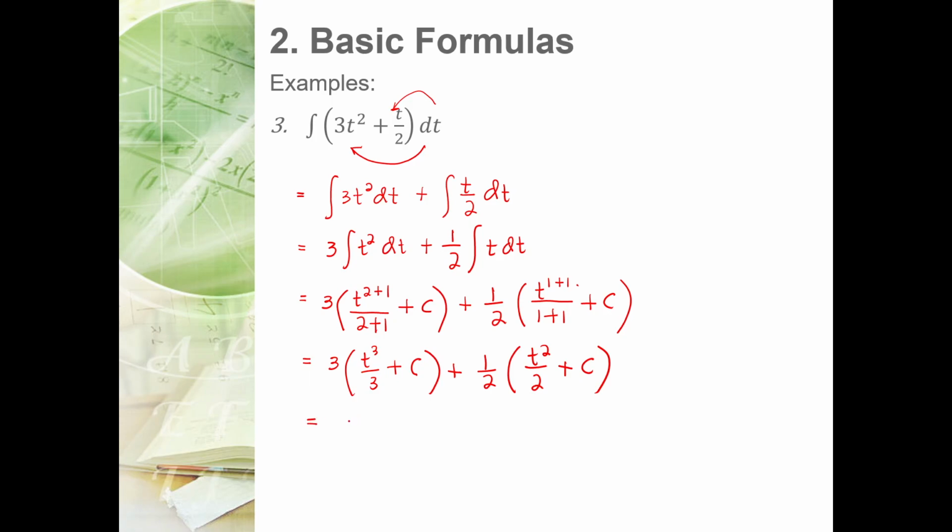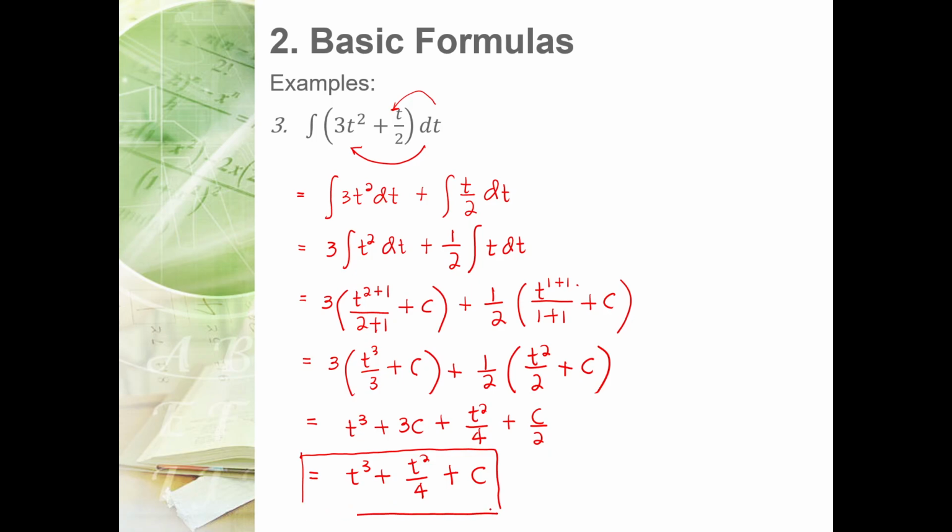So the answer will be t cubed plus 3c plus t squared all over 4 plus c all over 2. So combining all the constants, the final answer is t cubed plus t squared all over 4 plus c. So that's the final answer of this example.